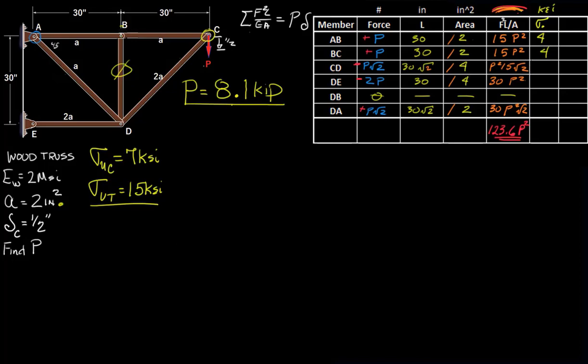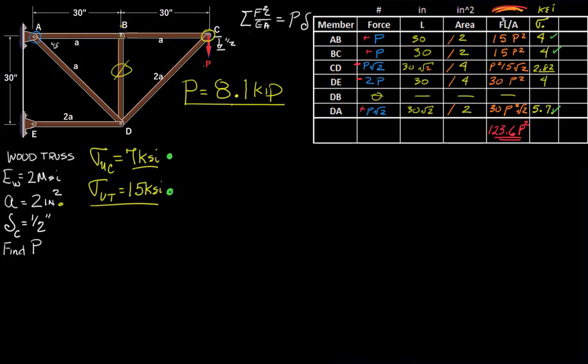P square root of 2 on 4 will be 2.82. 2P on 4 will be P on 2, which will be 4, and P square root of 2 on 2 will be 5.7 ksi. And here it does matter which ones are in tension and compression. So let's check the ones that are in tension first. We can handle up to 15 ksi, and we have 4, 4, and 5.7, so those are all fine. They have fairly high safety factors.